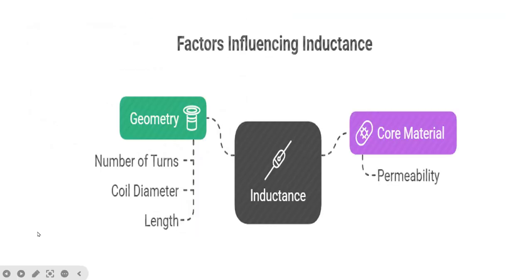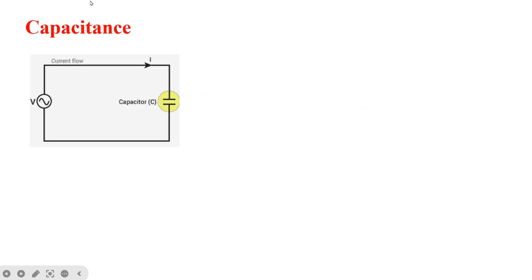The factors which influence the inductance are the geometry of the inductor, which consists of the number of turns in the inductor, the coil diameter and the length of the inductor, and also the permeability of the material which is being used.